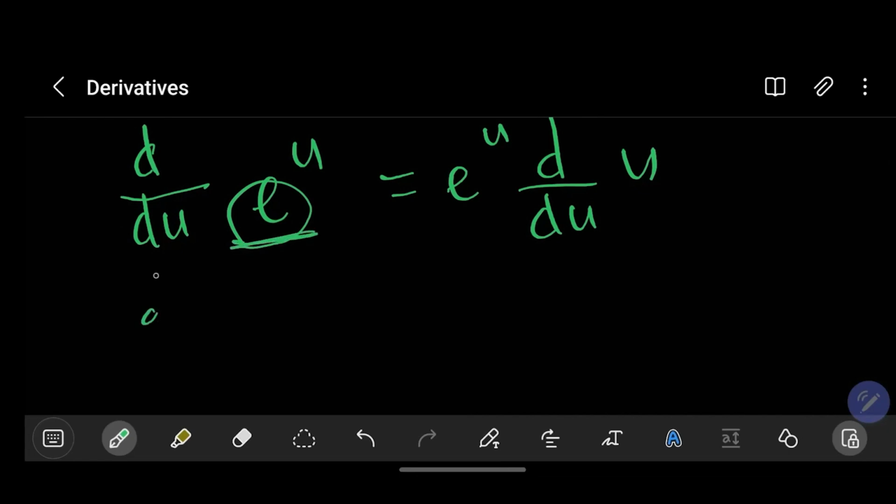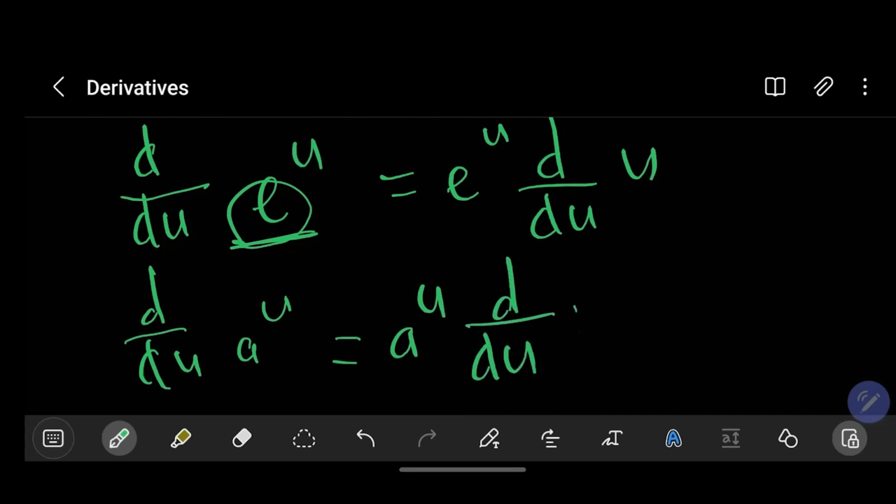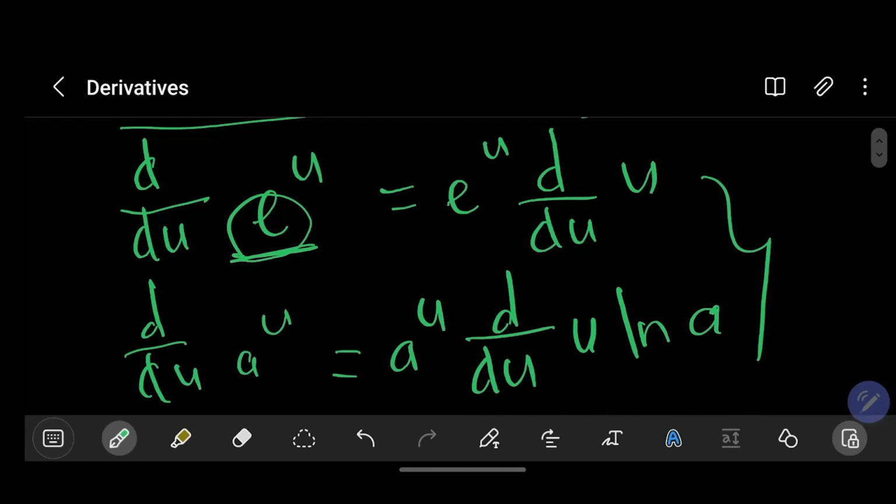So we'll say, what if we have d/du of a to the u? So this rule is basically we find a to the u, d/du, which is a to the u times ln of a. Okay, so remember this too, right?